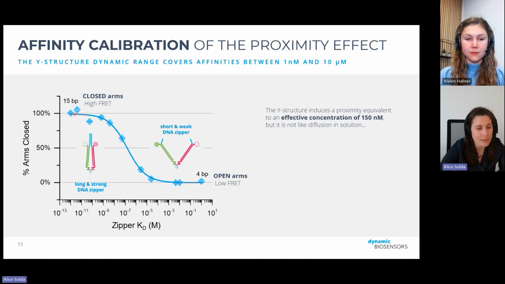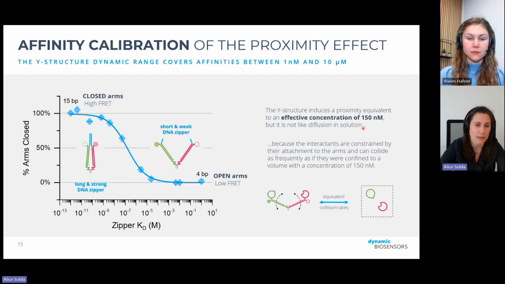Below 1 nanomolar, we still see the ternary complex, but the resolution in terms of dissociation is not optimal because the structure is simply strong and closed, and we are not able to open it very nicely. And for weaker interactions, the structure is not suitable because the local concentration is too small. If you look at the 50% of this plot, you have an effective concentration of 150 nanomolar. Nevertheless, you don't have to compare this to solution, because you need to think that the two proteins are constrained by the arms.